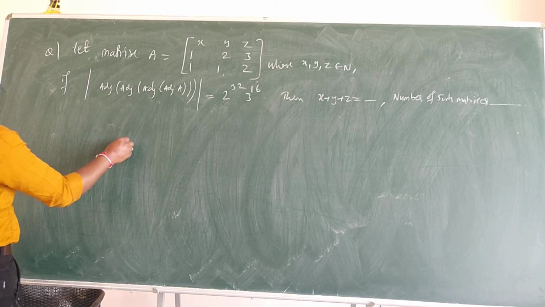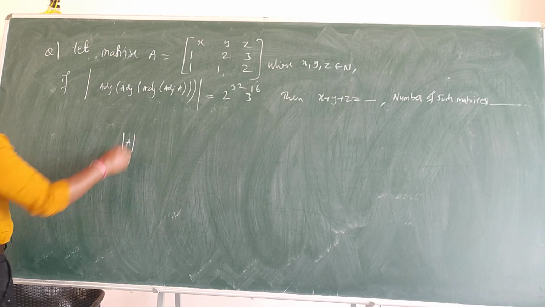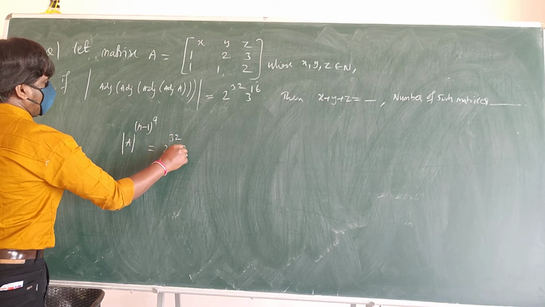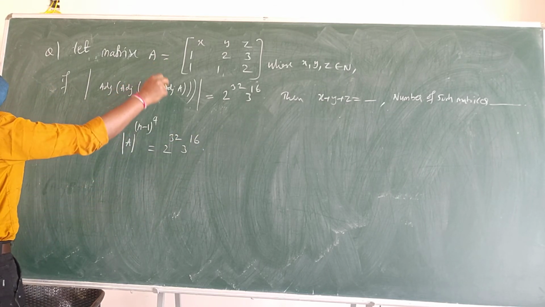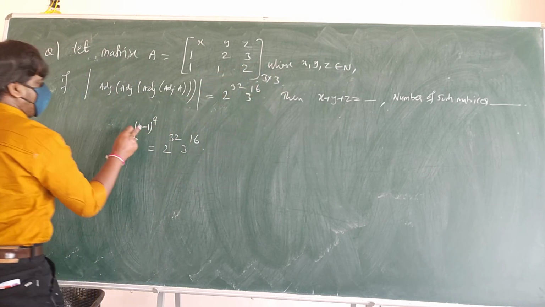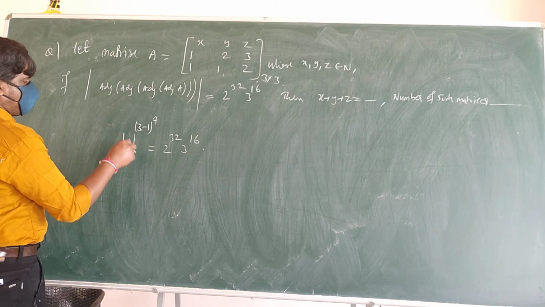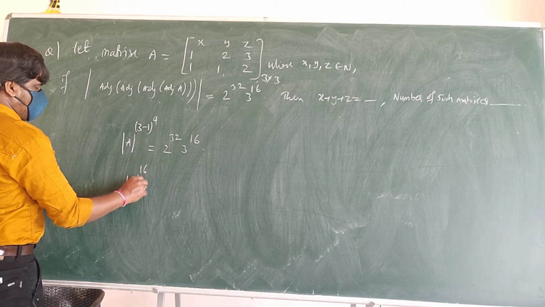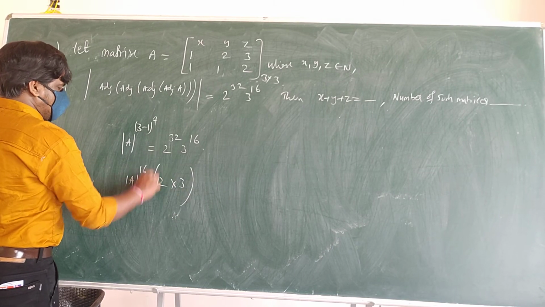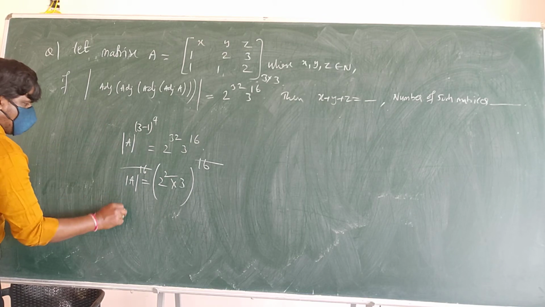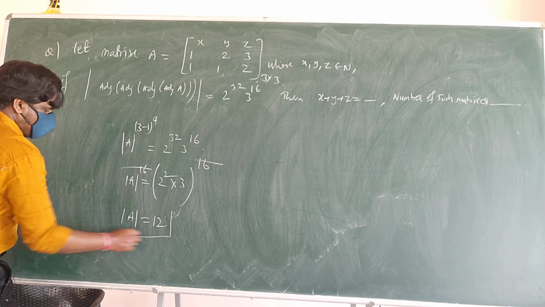Determinant of adjoint of adjoint A is nothing but determinant of A raised to the power (n minus 1) to the power 4, which is equal to 2 to the power 32 into 3 to the power 16. Here n is 3, a 3 by 3 matrix, so 3 minus 1 is 2, 2 raised to the power 4. Determinant A to the power 16 is equal to (2 into 3) raised to the power 16. The powers 16 cancel because the powers are equal. So determinant of A is equal to 12.